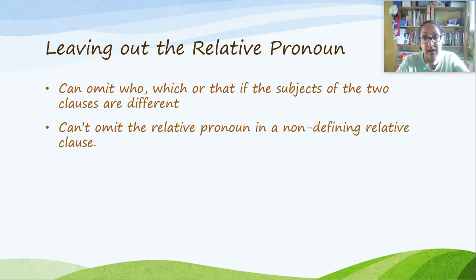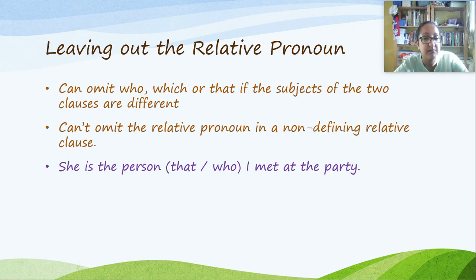We can leave out the relative pronoun in some cases. So we can omit who, which, or that. Only those three, if the subjects of the two clauses are different. We can't leave out the relative pronoun in a non-defining relative clause. So it has to be only in a defining relative clause. Let's look at some examples.